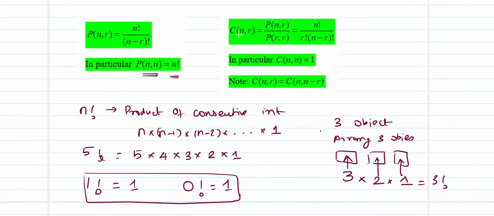Now coming to the combinatorics part. So what is going to be nCr? It is nPr divided by r!, so it is n factorial by r factorial into n minus r factorial. In particular, we have the nCn value to be equal to 1, and we also notice that nCr is the same as nC(n-r), because the picking up of the r required objects is the same as picking up of the left out objects.